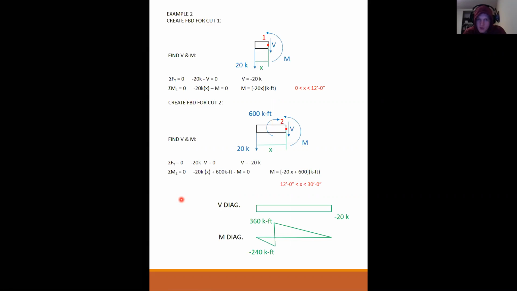The moment diagram tells us the moment anywhere along the beam. So what would actually be the moment at x equals 12 feet? Is it negative 240 kip feet or is it 360 kip feet?